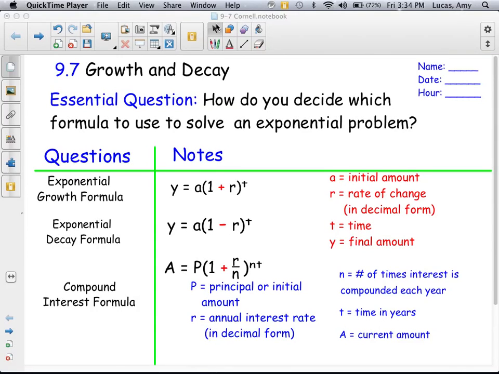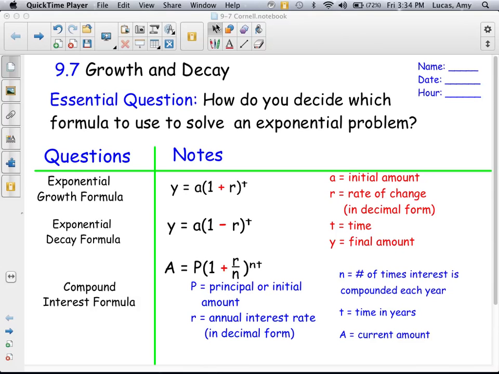Growth and decay. Our essential question is, how do you decide which formula to use to solve an exponential problem? You see under our questions, we have 3 new vocabulary words. We have 3 different formulas that we're going to be working on in this section. Please make sure that you write down the formulas and what all of the variables stand for in each formula in your notes.